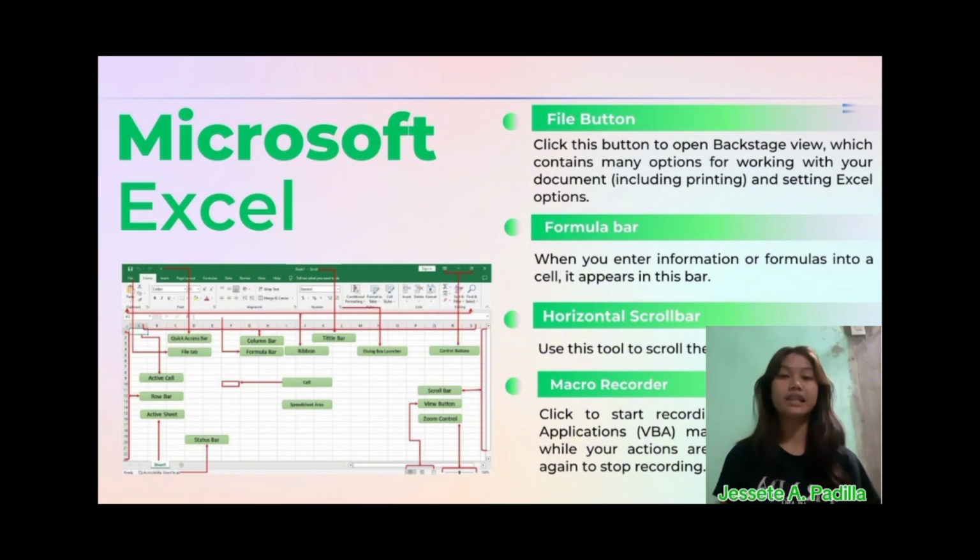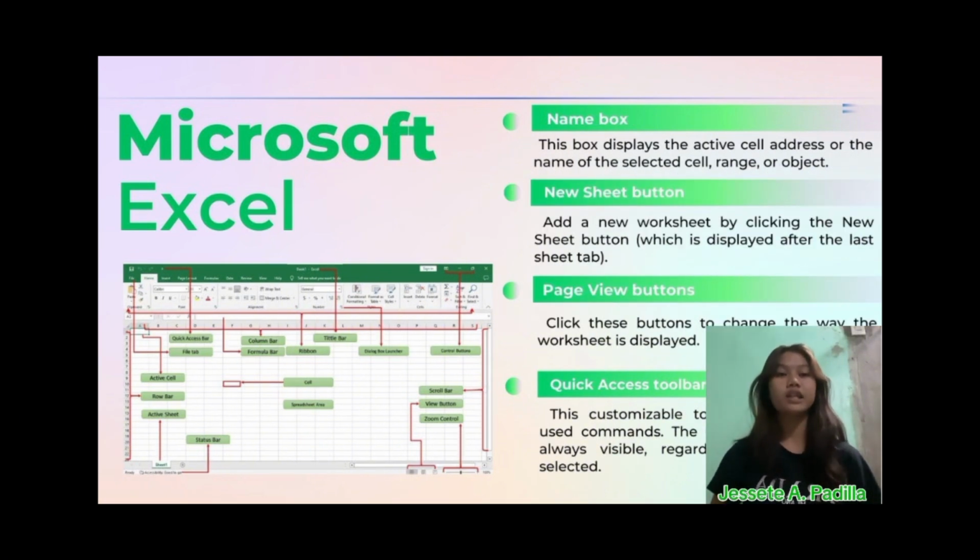So now is the name box. Name box is located to the left of the formula bar. This box displays the address or cell reference of the currently selected cell. Number 9 is the new sheet button. It allows you to quickly add a new blank worksheet to your existing workbook.